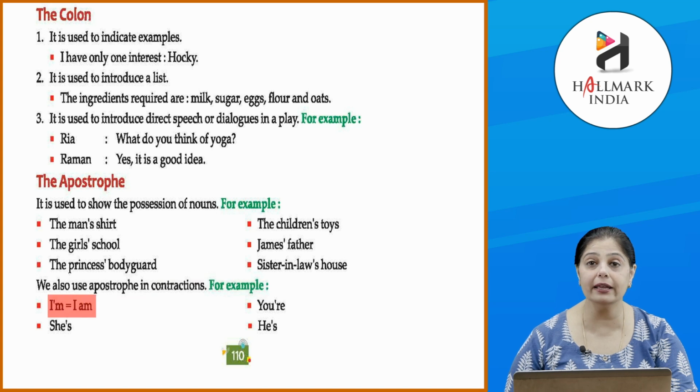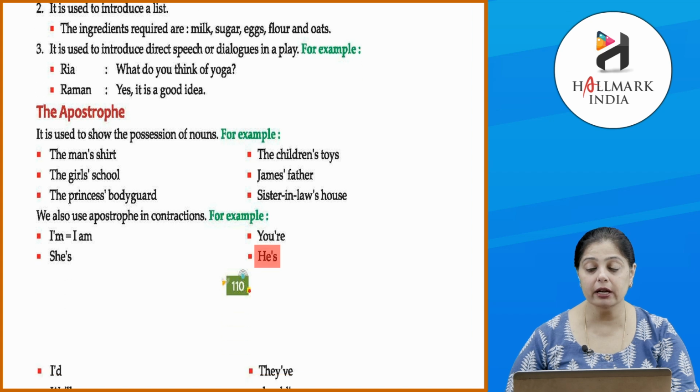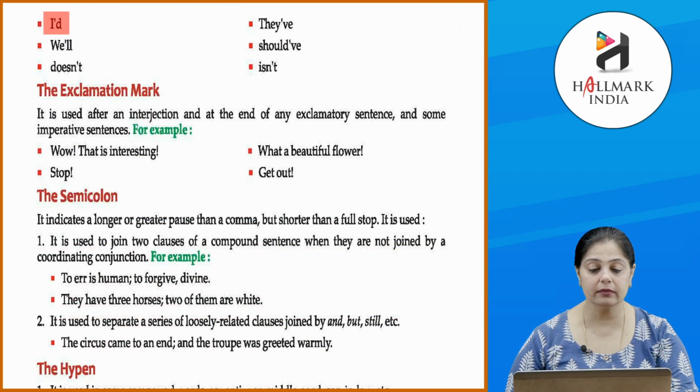So we also use apostrophe in contractions. For example, I am. Okay, तो यहाँ पे contraction हो गया, I'm, contraction हुआ of I am. ओके, you're का कॉन्ट्रैक्शन हुआ, you are, she's, ओके, then he's, I'd, they've, I'll, should've, doesn't, isn't. Clear?